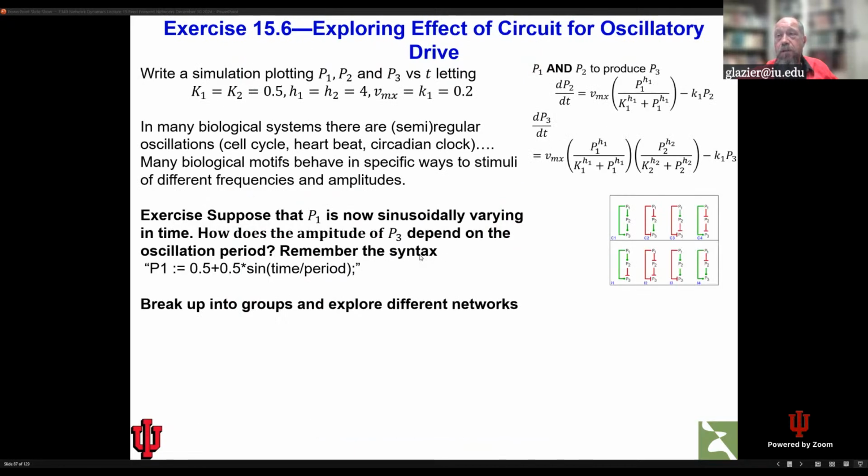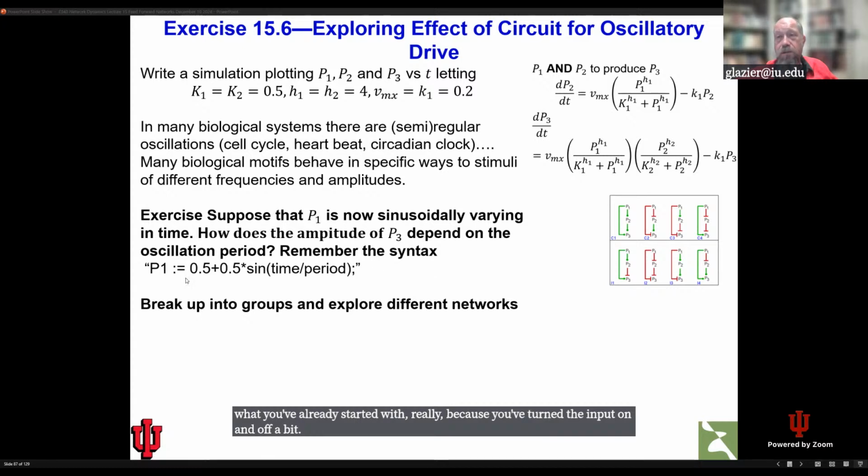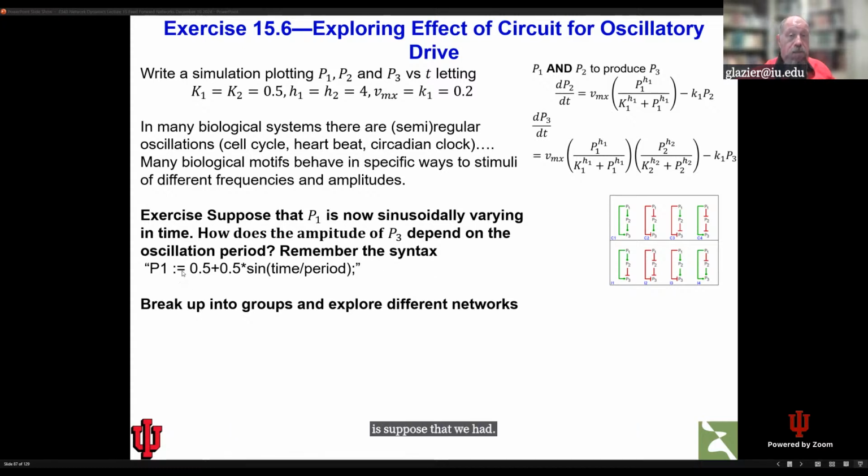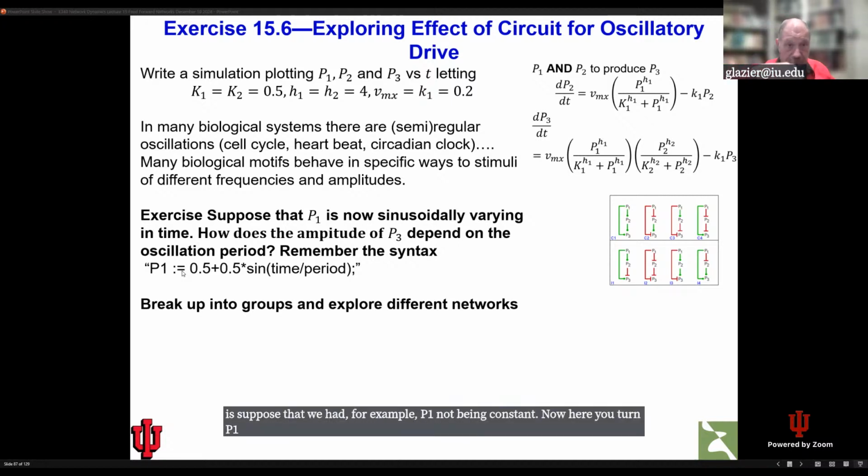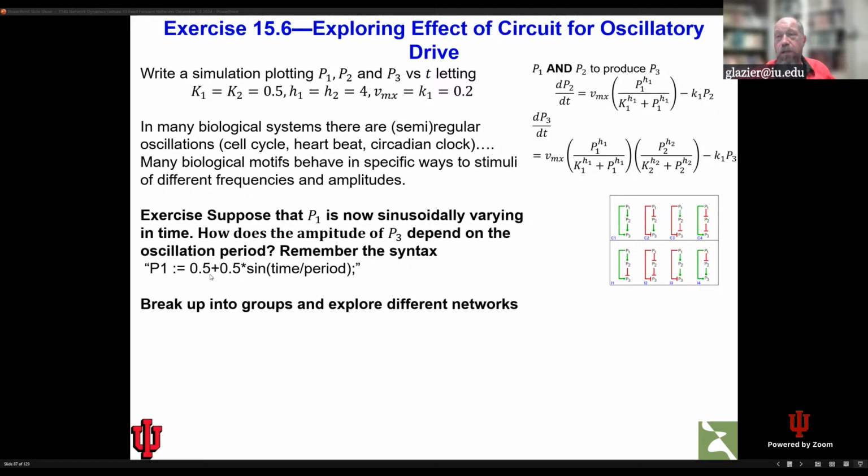Another thing that you can do, which you've already started with, really, because you've turned the input on and off a bit, is suppose that we had P1 not being constant. Here you turn P1 from 0 to 1 and then back to 0 and then back to 1 again. But one could try, for example, P1 is 0.5 plus 0.5 times sine of time over the period. And if you do that, then you can essentially get a filtered output as a function of the frequency.